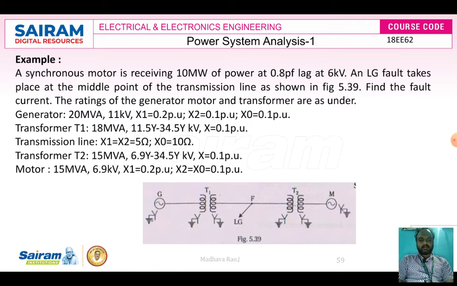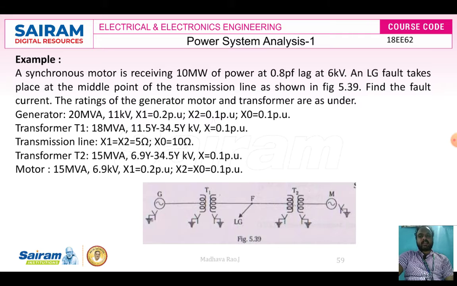Dear students, in this video you will learn about a problem on symmetrical fault analysis. First one, we have a synchronous motor receiving 10 megawatt of power at 0.8 power factor lag at 6 kilovolt, and an LG fault takes place at the middle point of the transmission line as shown in the figure. Find the fault current.